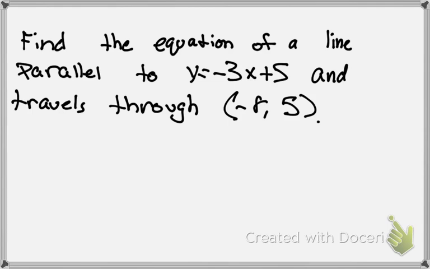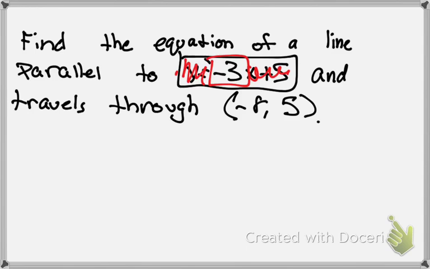So the first thing that we want to do is we know that parallel lines have the same slope. So I'm going to kind of zero in right here. The only piece of information that is important to me in y equals negative 3x plus 5 is my negative 3. Nothing else matters to me here. That's the only piece that I need. So the slope of my line has to have a slope of negative 3. So then in this case, I'm given a slope of negative 3 and a point of negative 8, 5. And I have to find the equation of the line.